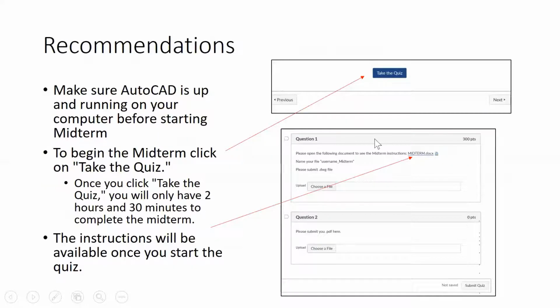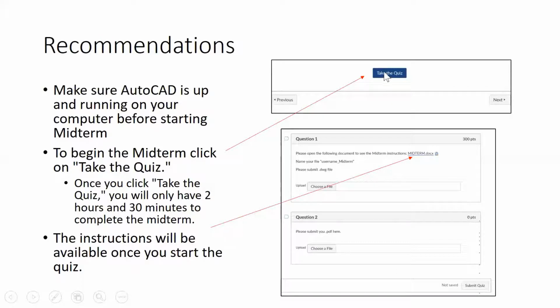Here are some recommendations when taking the midterm. Before starting, make sure AutoCAD is up and running on your computer. As you know, sometimes AutoCAD can take a while to launch, so you want to make sure it's up and running before you actually start. To start the midterm, you're going to click Take the Quiz, okay? Once you click Take the Quiz, you only have 2 hours and 30 minutes to complete the midterm, and you have to complete it all in one sitting. You can't start the midterm and come back to it later. You have to do it then.